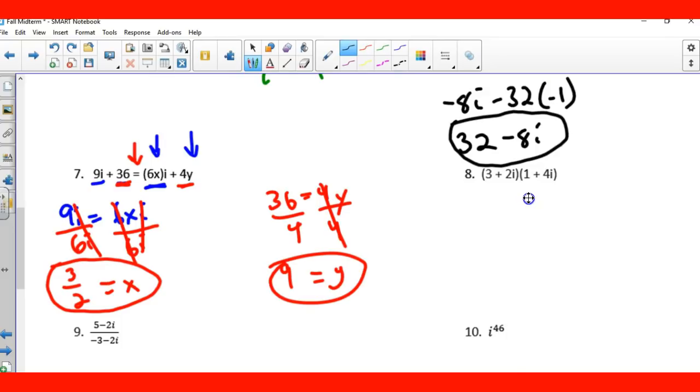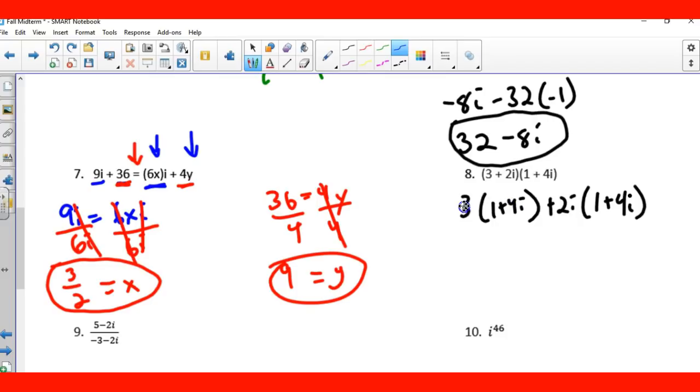All right, over here, I have a FOIL situation, okay? I like to expand on my FOIL problems, okay? So I'm going to go 3 times 1 plus 4i, and then I'm going to go plus 2i times 1 plus 4i. All right, I just like to write it out. This will help you if FOIL is not your strong suit.